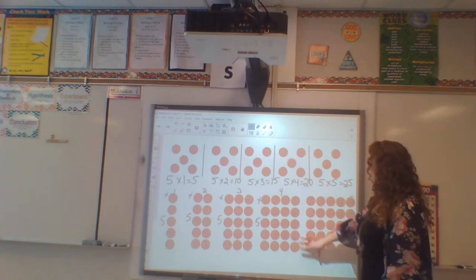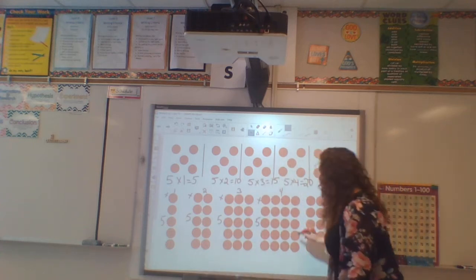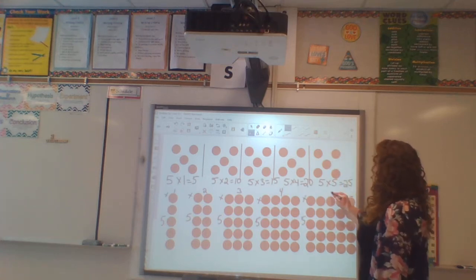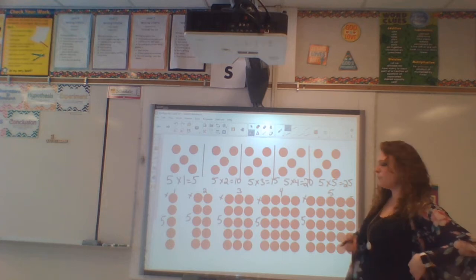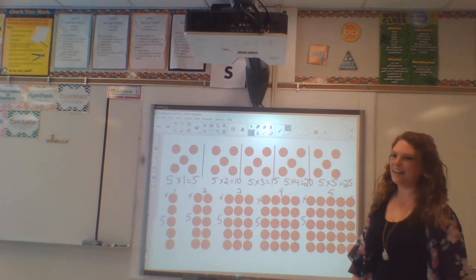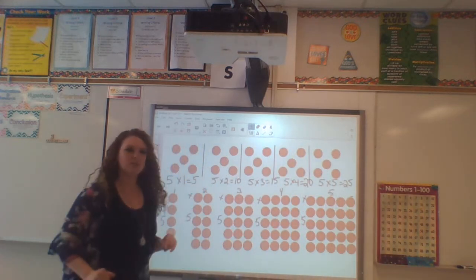So let's talk about this array here. I have 1, 2, 3, 4, 5 rows times 1, 2, 3, 4, 5 columns. And again, if we count out the array, 5, 10, 15, 20, 25 is my array. So that's all well and good. That's easy peasy. That's as much as you need to know up to grade 3.